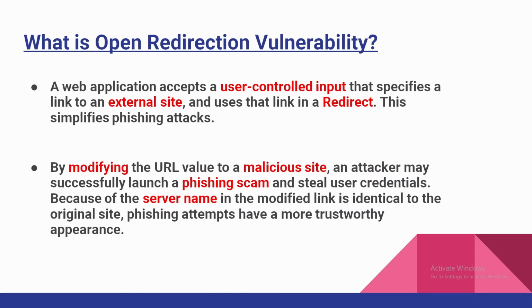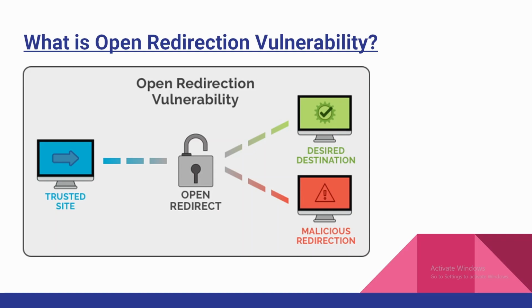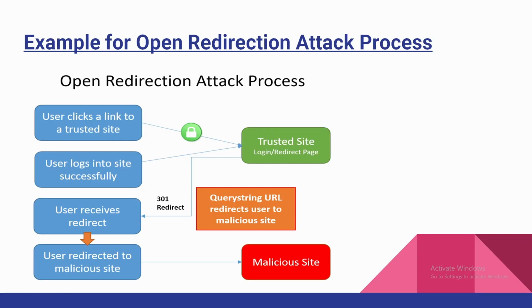Because the server name in the modified link is identical to the original site, phishing attempts may have a more trustworthy appearance. In simple words, you try to visit a site but you get redirected to an attacker-controlled site. Example: you try to visit a certain endpoint of xyz.com, or xyz.com itself, but you get redirected to pqr.com, which is an attacker-controlled domain.